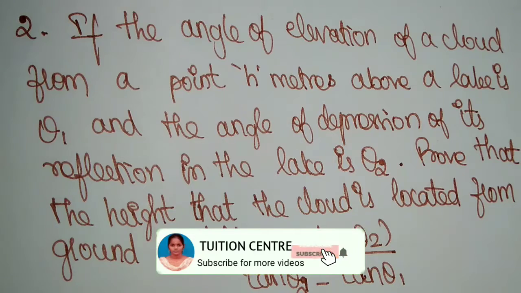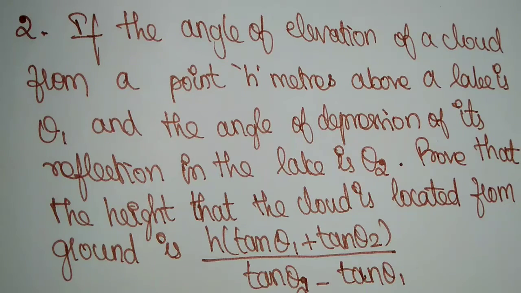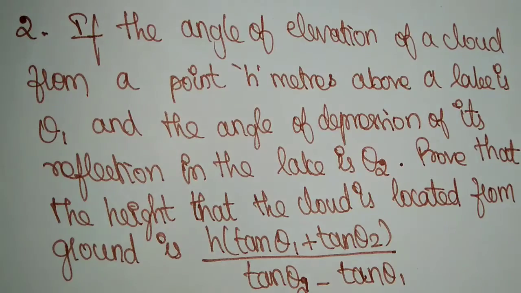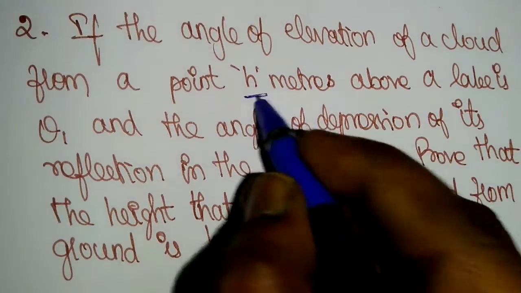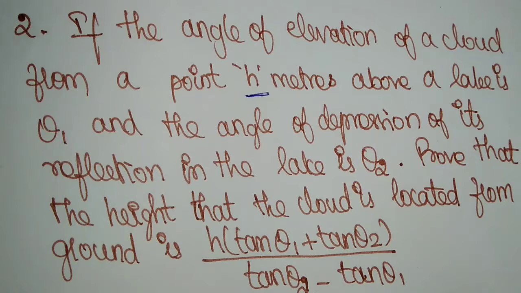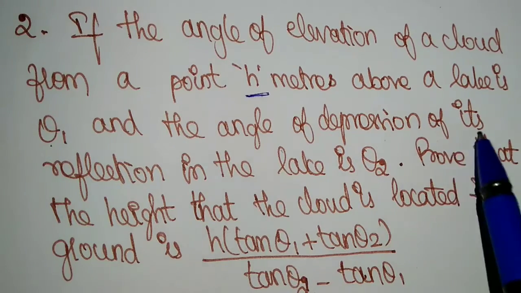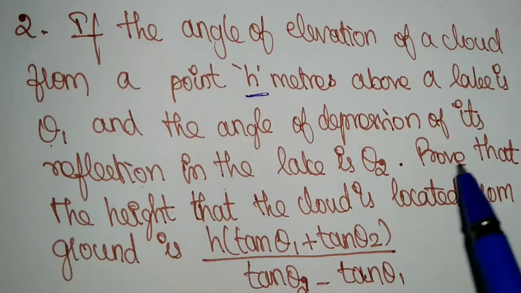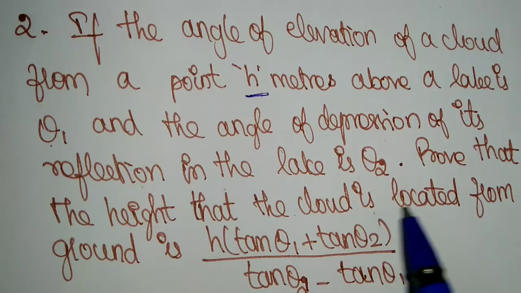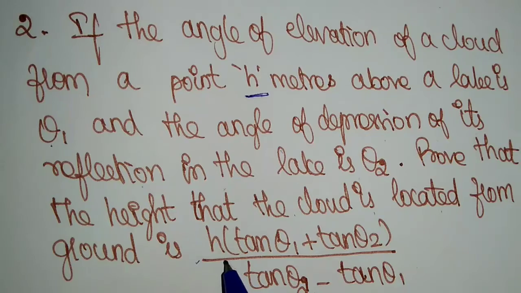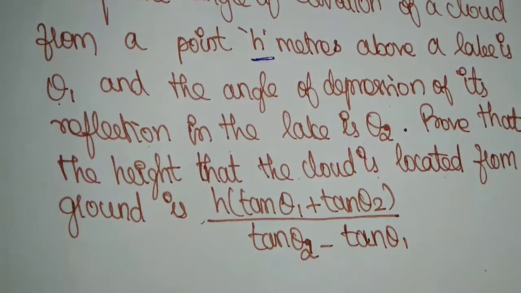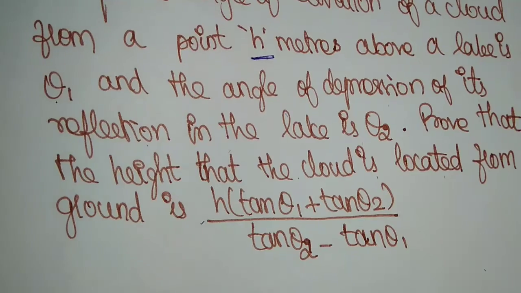Second problem. If the angle of elevation of a cloud from a point h meters above the lake is theta 1, and the angle of depression of its reflection in the lake is theta 2, prove that the height that the cloud is located from the ground is h into tan theta 1 plus tan theta 2 divided by tan theta 2 minus tan theta 1.